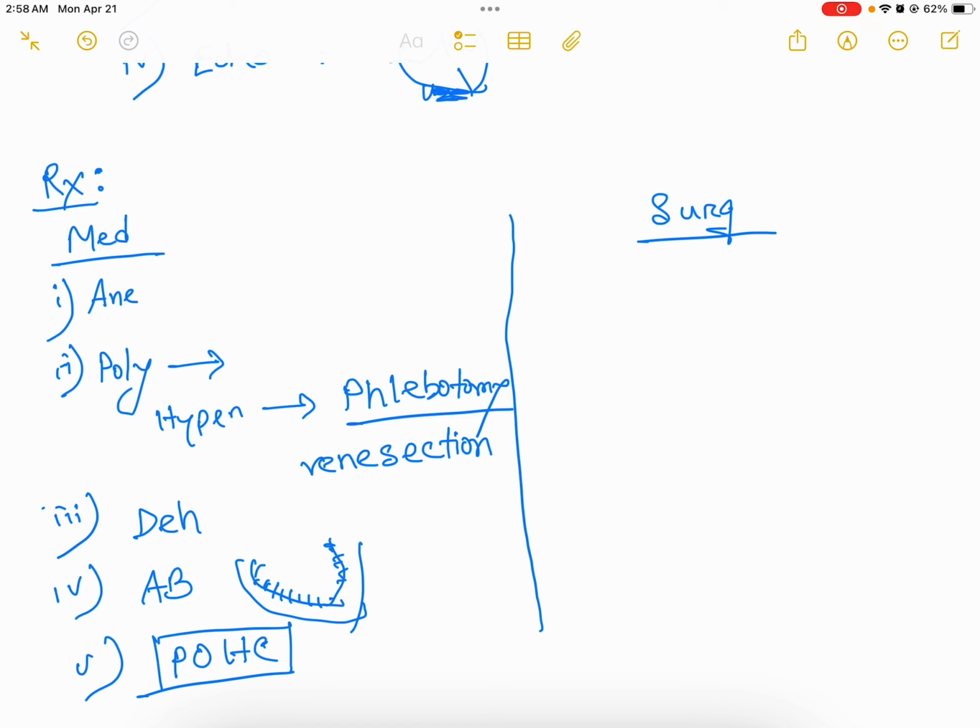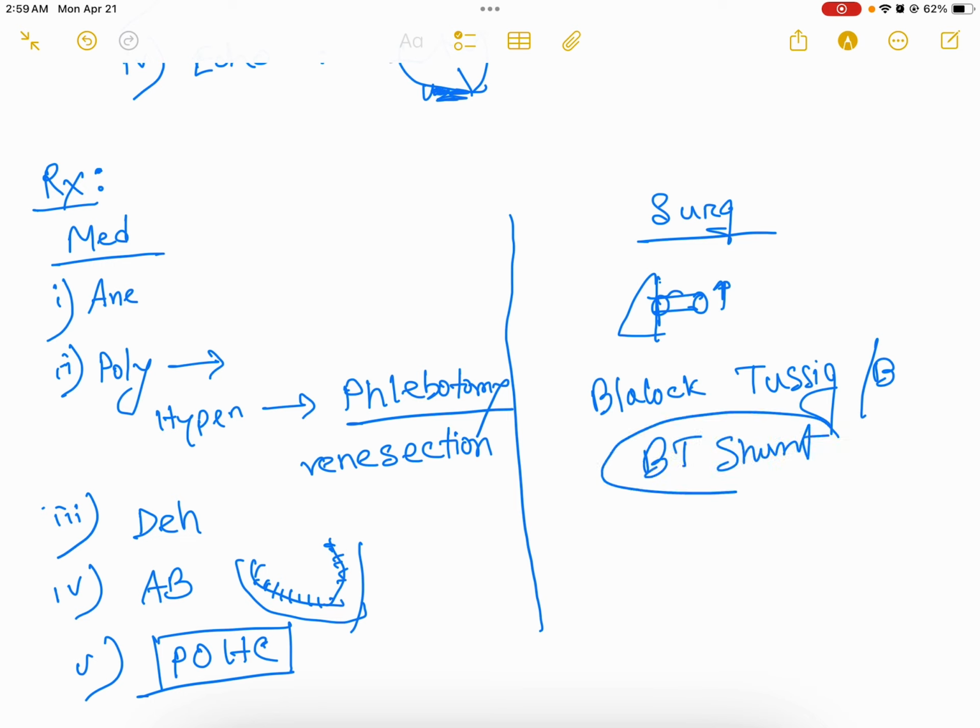All patients need surgical repair. Palliative shunt procedures are performed to increase pulmonary blood flow. Modified Blalock-Taussig or BT shunt.